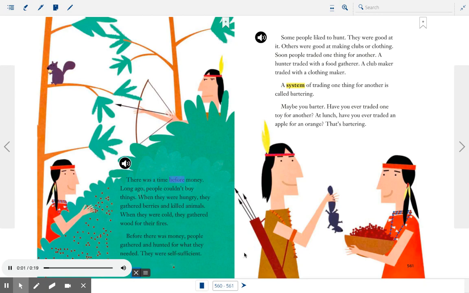There was a time before money. Long ago, people couldn't buy things. When they were hungry, they gathered berries and killed animals. When they were cold, they gathered wood for their fires. Before there was money, people gathered and hunted for what they needed. They were self-sufficient. So there was a time without money. It was a very long time ago.